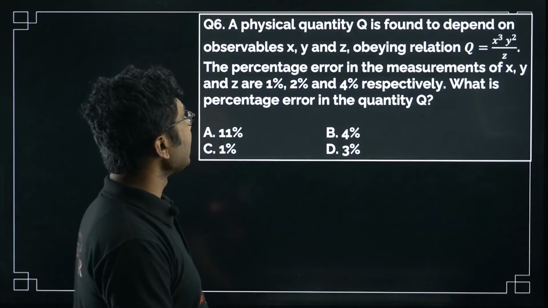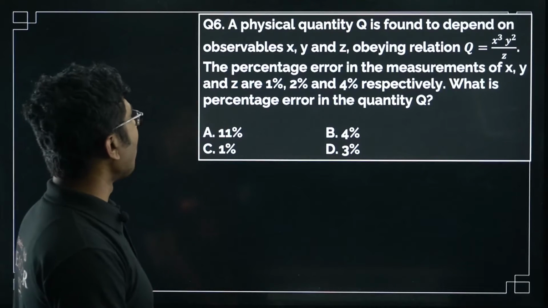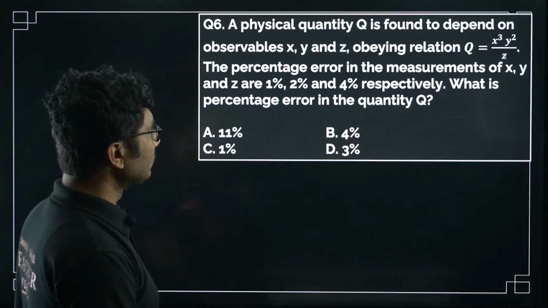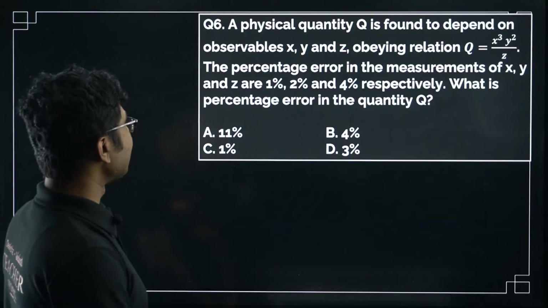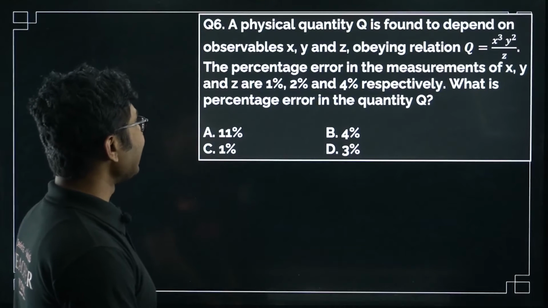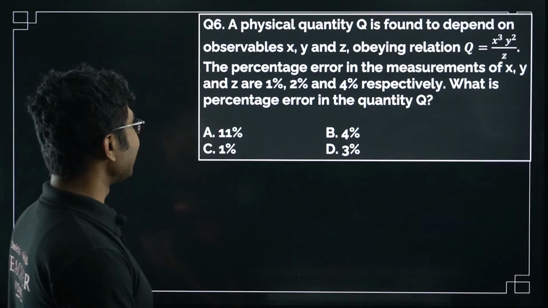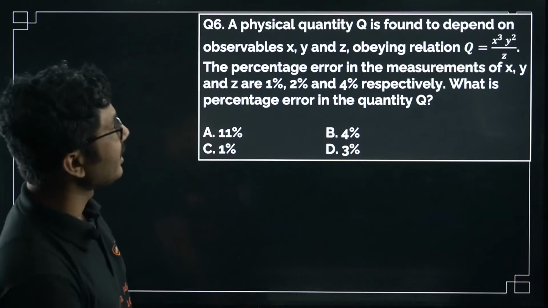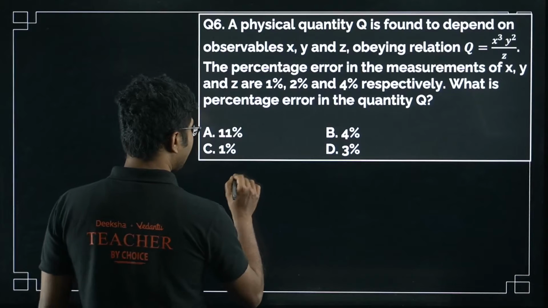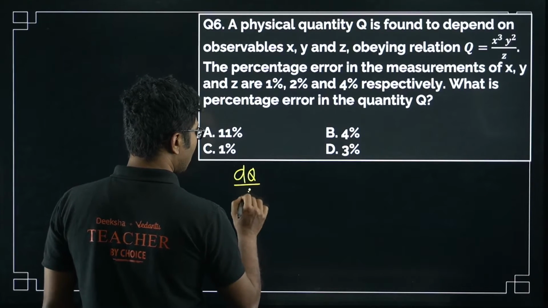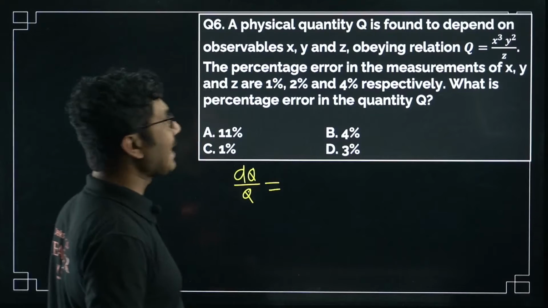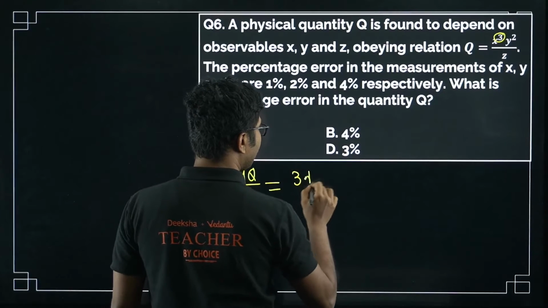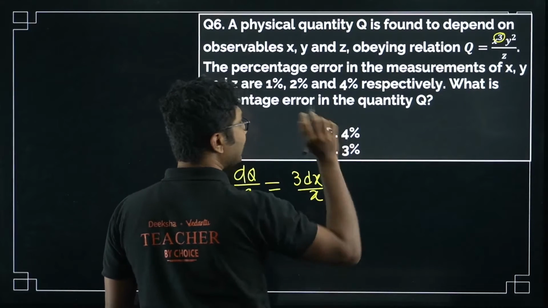A physical quantity Q is found to depend on the observables x, y and z obeying the relation Q equals x cube y square by z. The percentage errors in the measurement of x, y and z are 1%, 2% and 3%, 4% respectively. What is the percentage error in the quantity Q? So for that you have to do one thing, dQ by Q. Okay, dQ by Q, and that will be nothing but whatever is this number, the power, into dx by x, plus, errors always add.